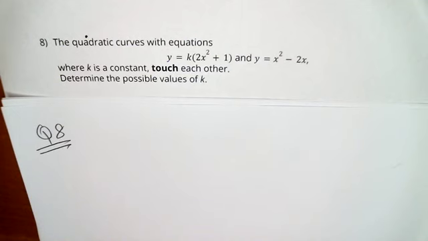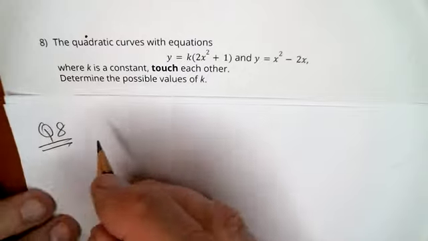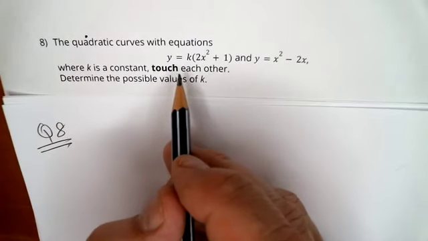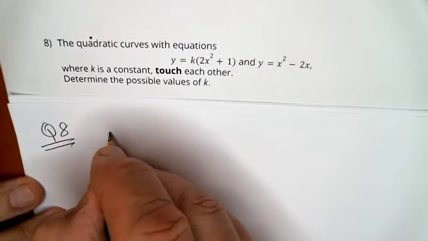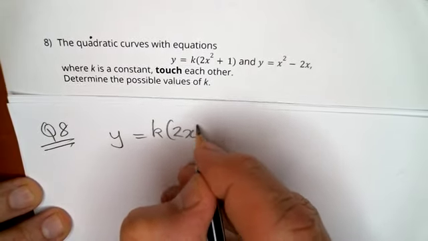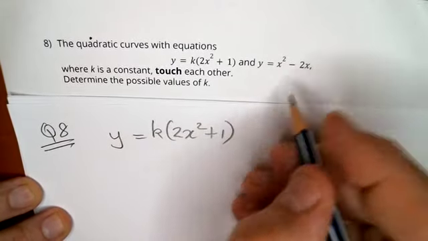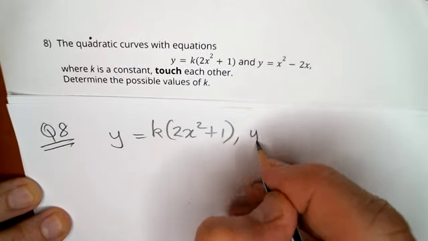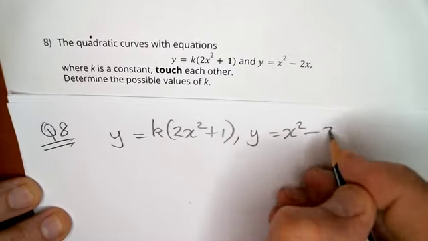Okay, let's have a look at question 8 in the discriminants worksheet. And this one here, it says we've got two equations. Here they are. I'll rewrite them actually. y is k times (2x squared plus 1), and we've also got y is x squared minus 2x.